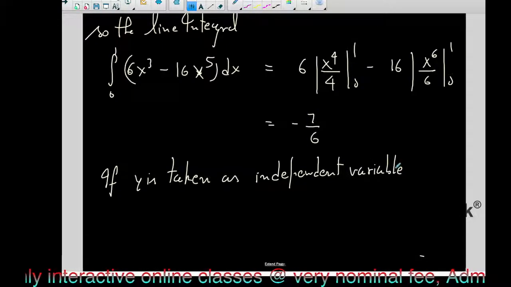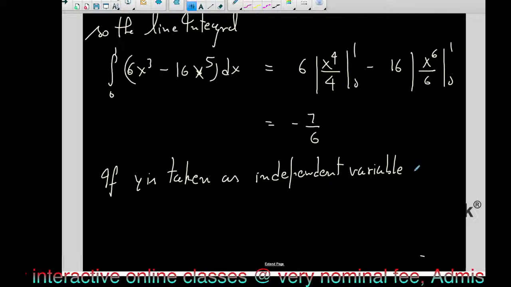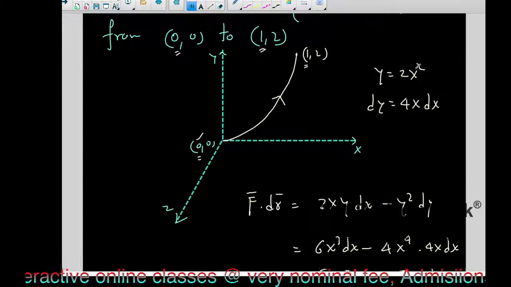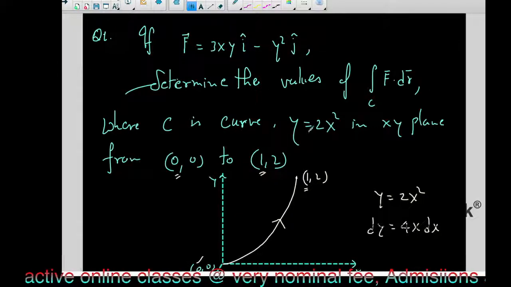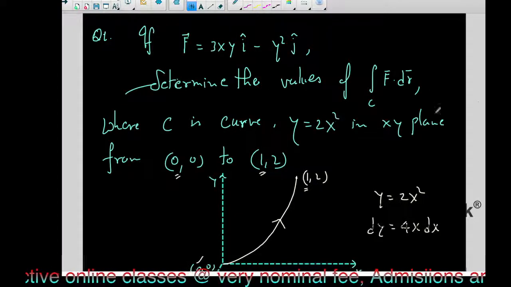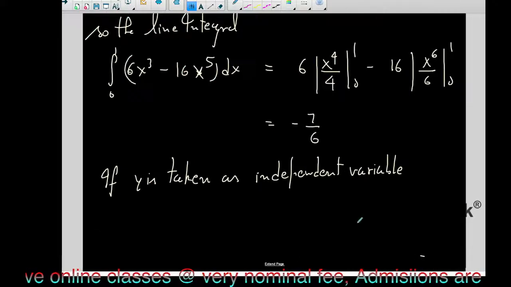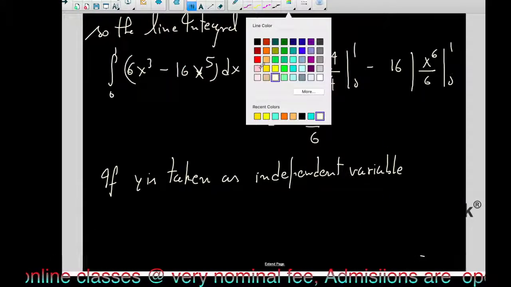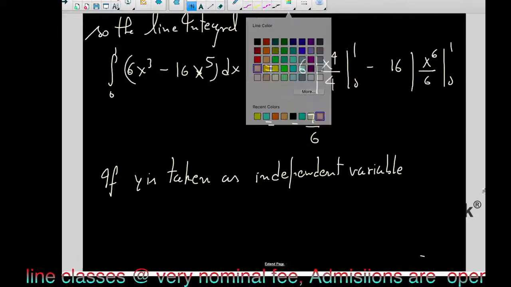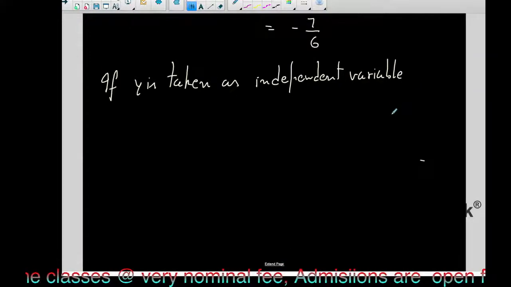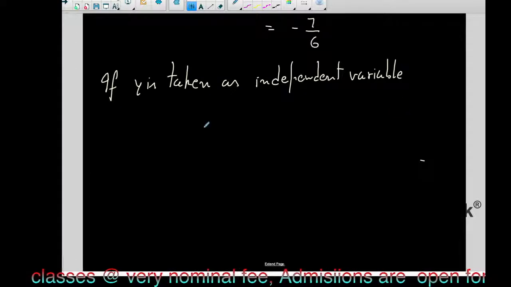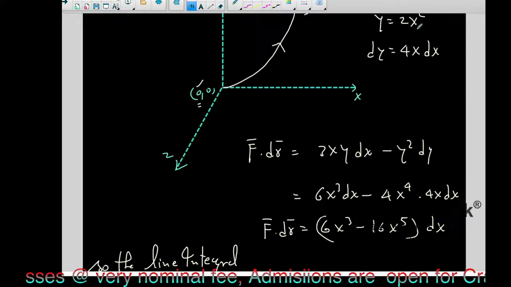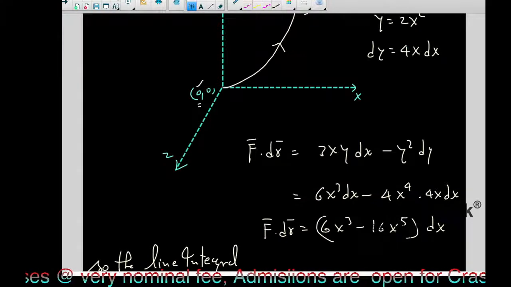Then, as y is already expressed in terms of x square in the question, you have to express x in terms of y. Right? So now express x in terms of y, what will you get? As y equal to 2x square, x equal to under root y by 2.